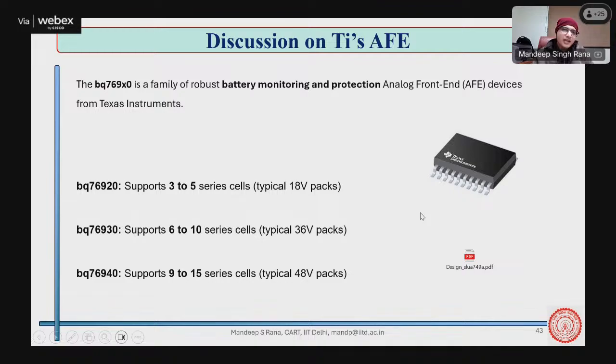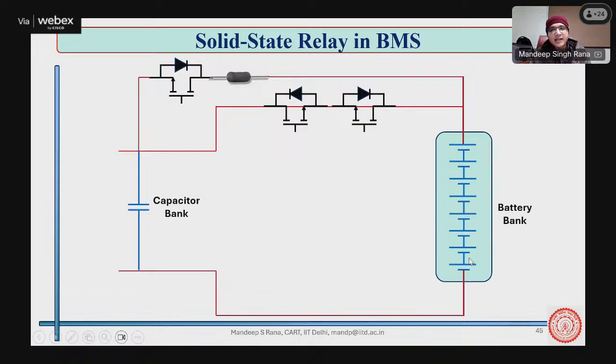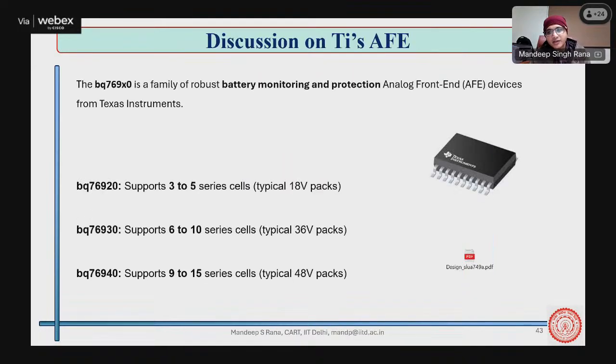So one last thing which I will tell you is that there are dedicated ICs for that. For example, TI makes some ICs called the BQ769-2X or 9XX series, which have dedicated IC features like 3 to 5, 6 to 10, 9 to 15, and various voltage levels, because a lesser number of cells means smaller voltage, a higher number of series cells means higher voltage. And there are design guidelines in this also. You can look for their own design guidelines which are available on the TI website.